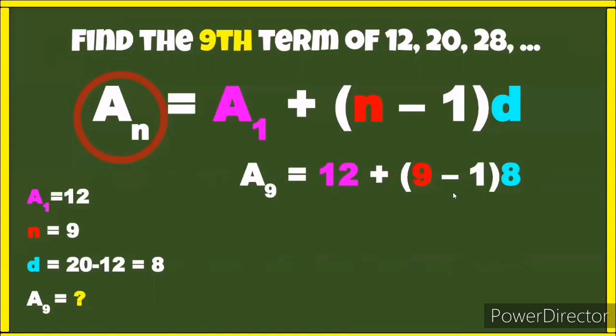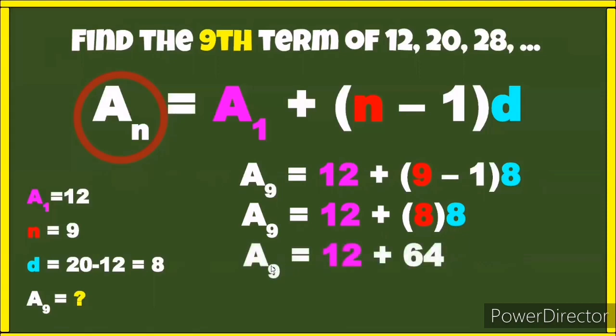Now let's apply PEMDAS. Let's simplify the terms in the parentheses first. Therefore, we'll have a sub 9 equals 12 plus 8 times 8. Then we multiply 8 times 8. It will be a sub 9 equals 12 plus 64. Then all we do is add. 12 plus 64 is 76. And this is correct because we got the same answer from the previous slides.